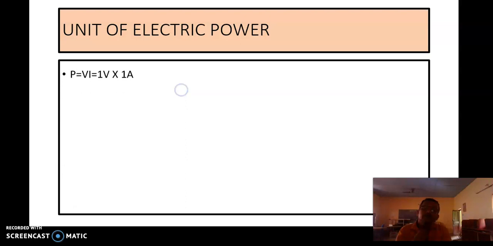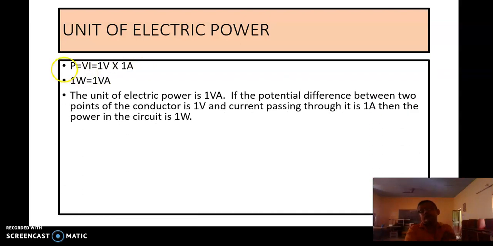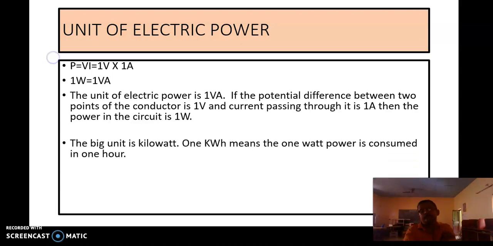So, the unit of electric power. The unit of electric power is the watt. What is 1 watt? If the potential difference across any conductor is 1 volt and 1 ampere current is passing through it, then that is 1 watt, that is 1 volt ampere. If you understand this, then only you can write P equal to VI, 1 volt, 1 ampere, 1 watt. So 1 watt: if 1 volt potential difference is there between any 2 points and 1 ampere current is passing through it, then the power of that is 1 watt.